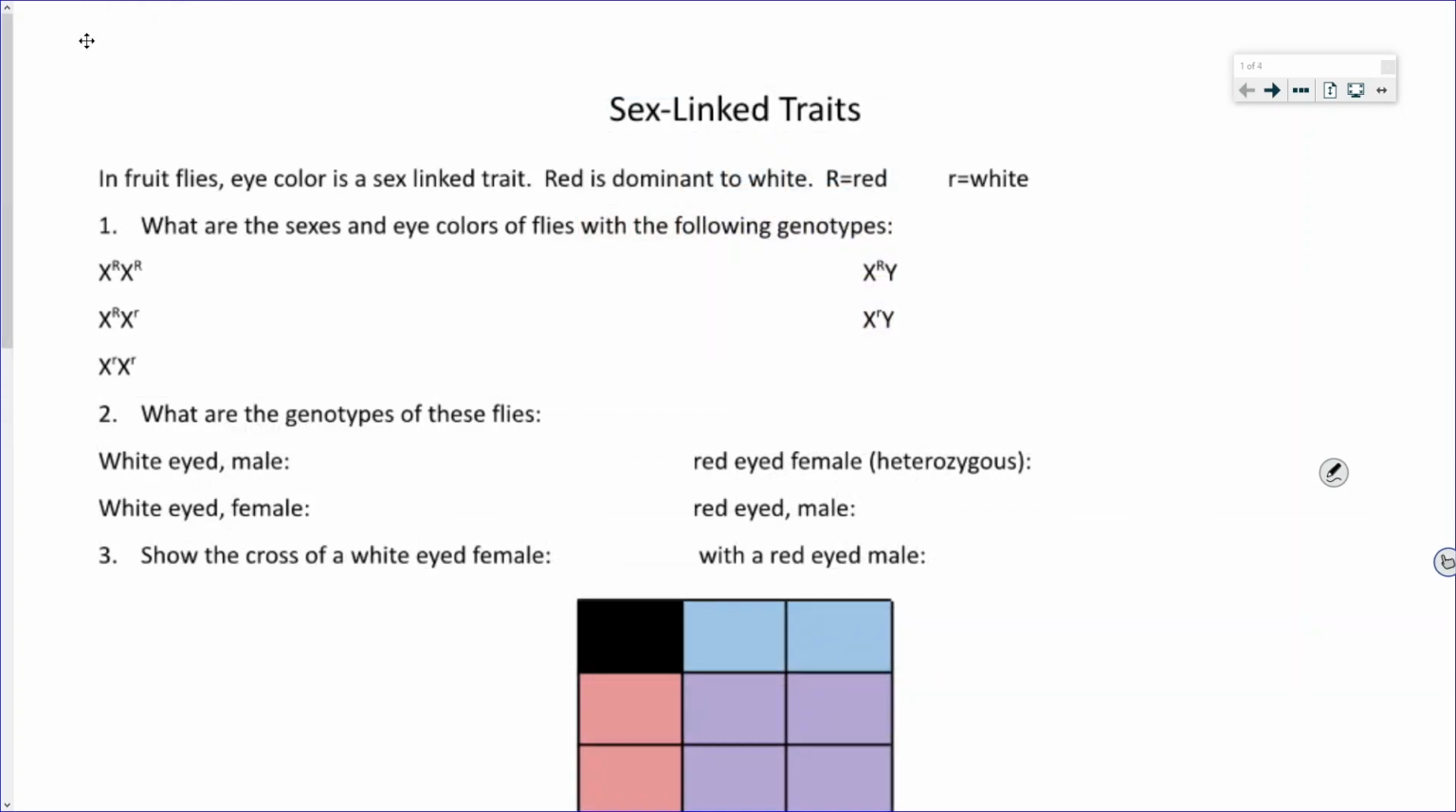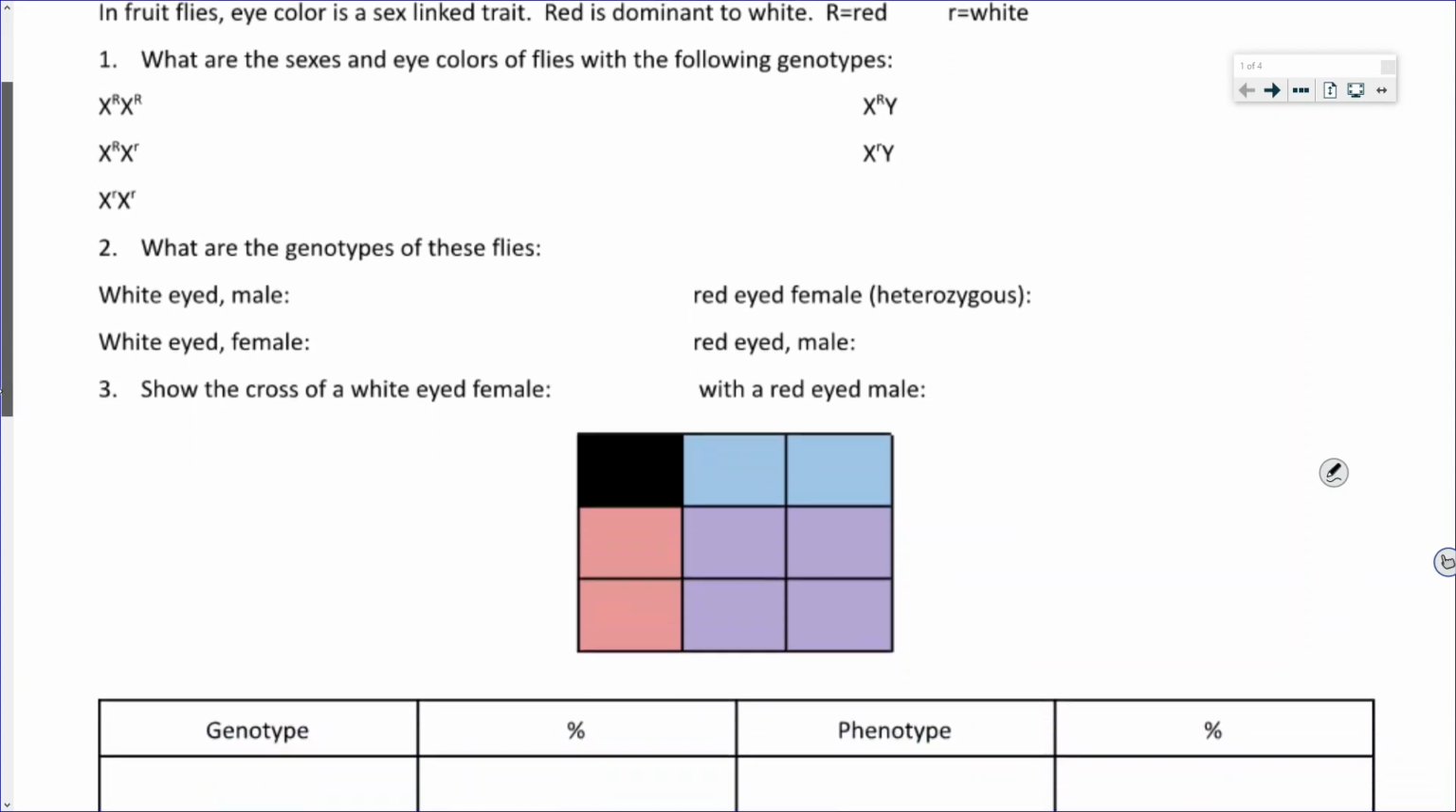For sex-linked traits, we're specifically looking at traits found on the X chromosome in these examples. Now we're looking at fruit flies in this example, and fruit flies have either red eyes or white eyes. Red is dominant over white, and this is a trait found only on the X chromosome. I've listed out all of the possible genotypes for the females and also the possible genotypes for the males. Note that there's only two options for the males. Males are either dominant or recessive, and there's nothing on the Y because the Y chromosome does not carry the trait.